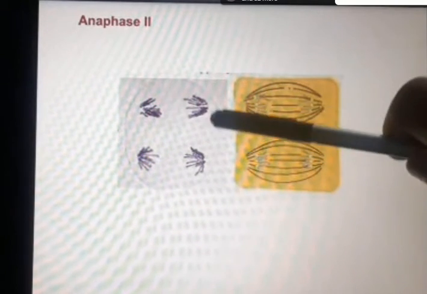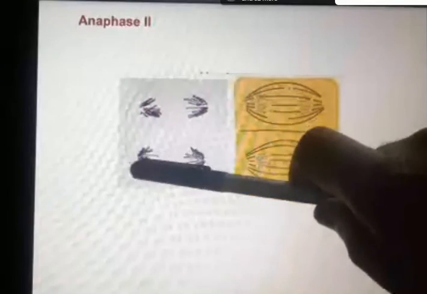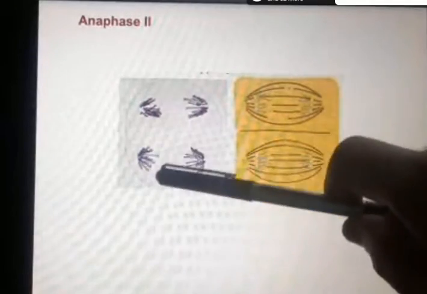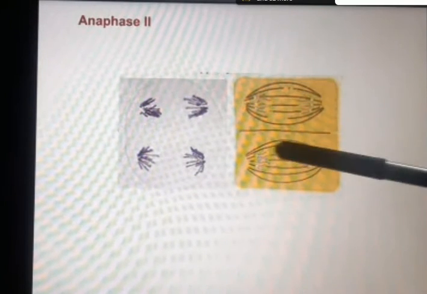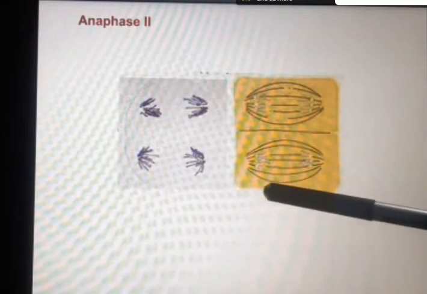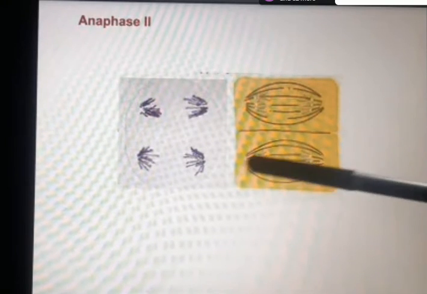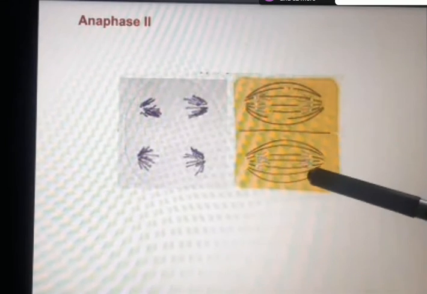Here you can see in this particular photograph, certain kinds of projections were there on both sides, showing that the chromosomes were moving towards their respective poles. This is the diagrammatic representation. This is the original slide, and in this case you can see the spindle fibers of the microtubules, which were responsible for helping the chromosomes reach the respective poles.